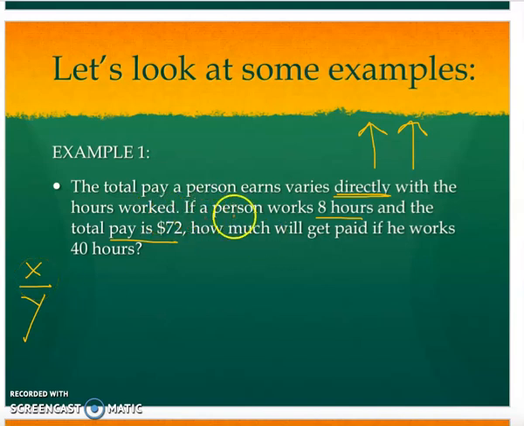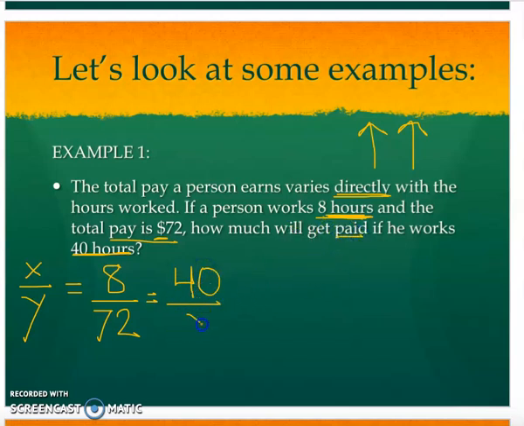If we look here, if a person works 8 hours, the total pay is $72. Hours is time, so that means 8 is our X, okay? Which means $72, that is money, that's going to go for our Y. Here's our first proportion, but we're not done yet because it's asking us a question. It says, how much will he get paid if he works 40 hours? So now we know, okay, we're given 40 hours. 40 is time, so it goes in the X. And we need to find how much will he get paid. So we need to find his Y.